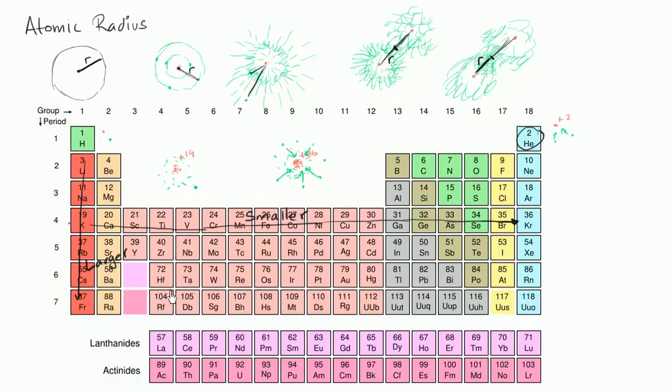So what's the general trend? Well, if you're getting larger as you go down, that means you're getting smaller as you go up. So what's going to be the smallest ones? Well, we've already said helium is the smallest. So what are going to be some of the largest atoms? What's going to be the atoms down here in the bottom left? So these are going to be large. These are going to be small. So large over here, small over here. And the general trend is that as you go from the bottom left to the top right, you are getting smaller.